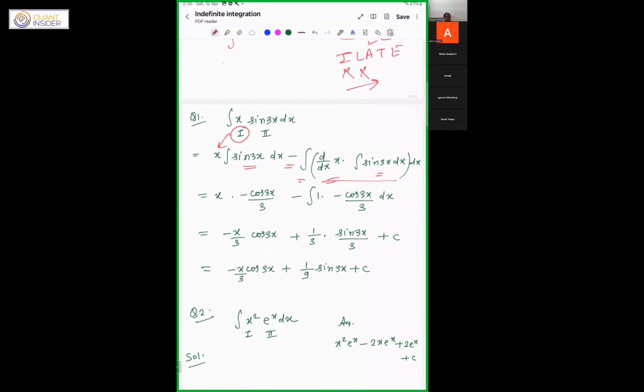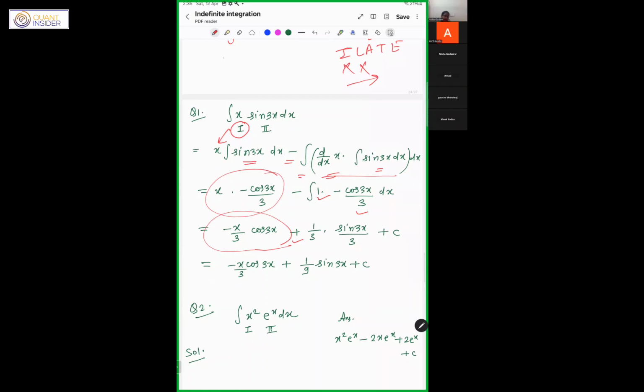So integration of sin 3x is minus cos 3x upon 3. Then minus, differentiation of x is 1, and integration of sin 3x is minus cos 3x upon 3. Now the first two terms give minus x by 3 cos 3x, then minus minus plus, integration of cos 3x is again sin 3x upon 3. Differentiation of sin 3x is what? 3 cos 3x. You know that.